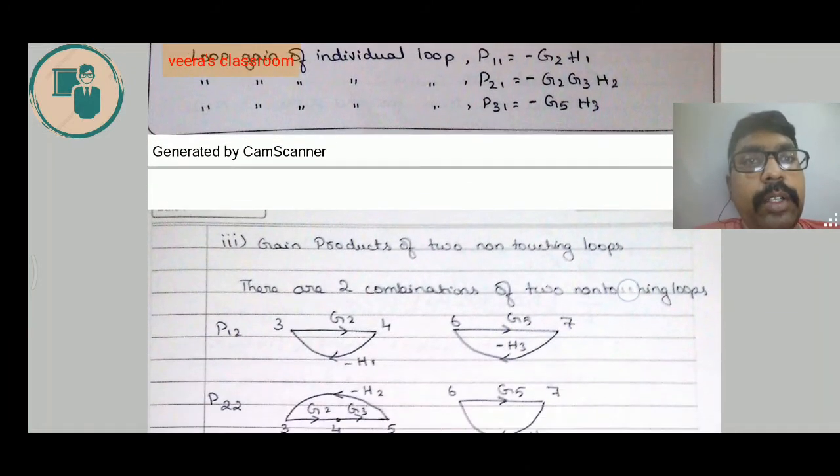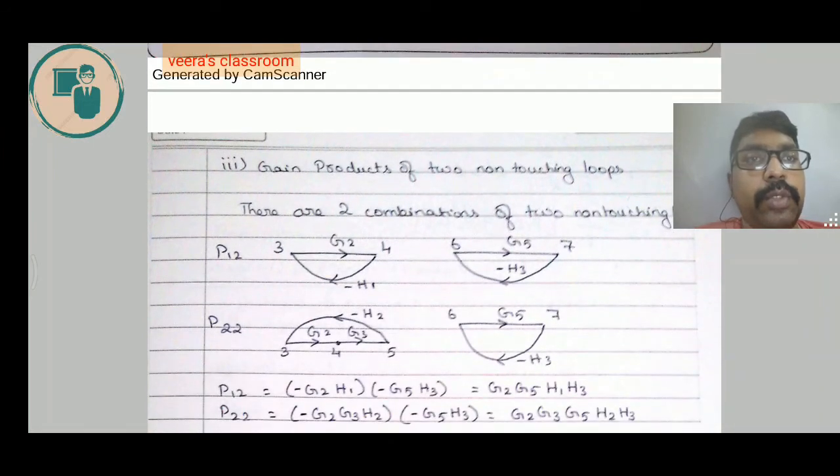So, the gain product of 2 non-touching loops. There are 2 combinations of 2 non-touching loops. They are termed P12, that is the first individual loop and the third one, and P22 represents the second individual loop gain and the third one. So we'll just multiply these 2. P12 is minus G2 H1 into minus G5 H3, and P22 is minus G2 G3 H2 into minus G5 H3. So we have found the gain product of 2 non-touching loops.